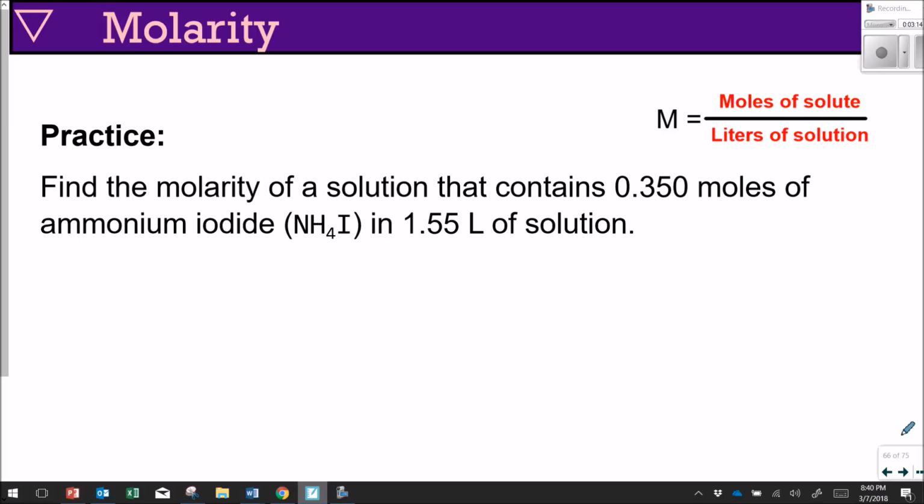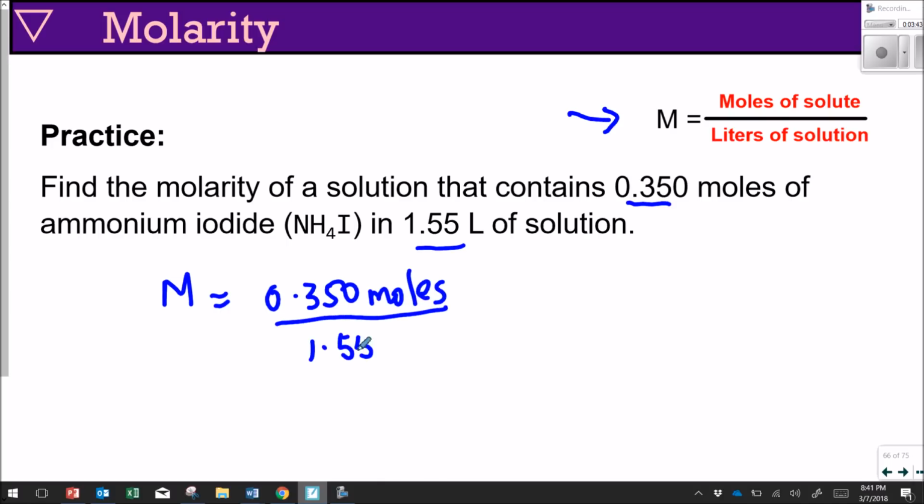Let's do a few practice problems using this formula. Find the molarity of a solution that contains 0.35 moles of ammonium iodide in 1.55 liters of solution. So our formula is over here, M equals moles of solute over liters of solution. So the molarity M equals 0.350 moles over 1.55 liters of solution, and that gives us 0.226 molar ammonium iodide.